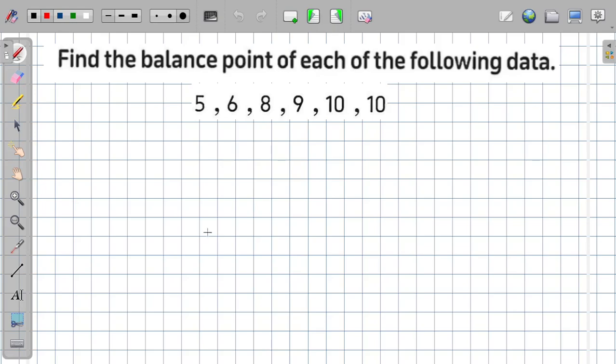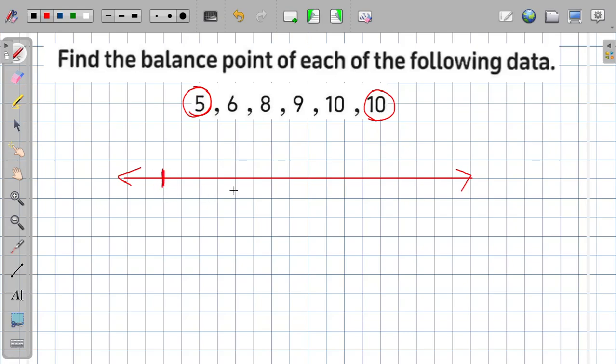Okay, so I have this data set: 5, 6, 8, 9, 10, and 10. I want to find the balance point of this data set. So what can I do? First, I will draw the number line like this. I have 5, which is the smallest number, to 10, which is the biggest number.